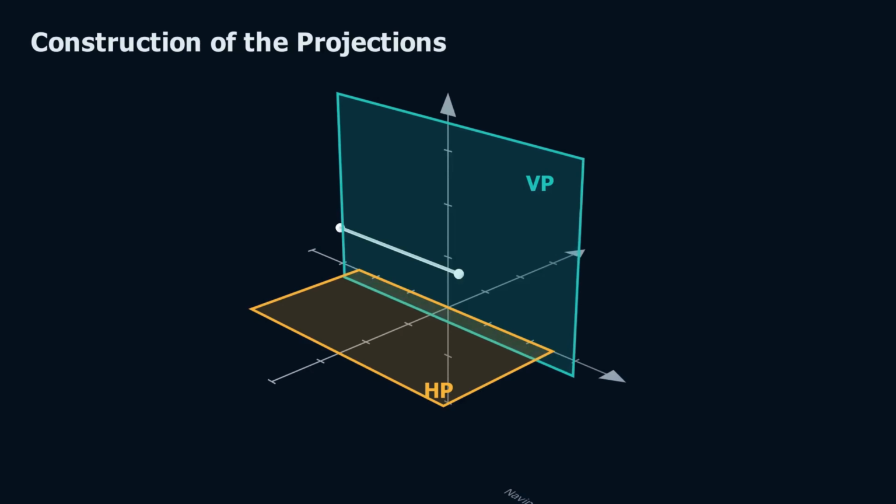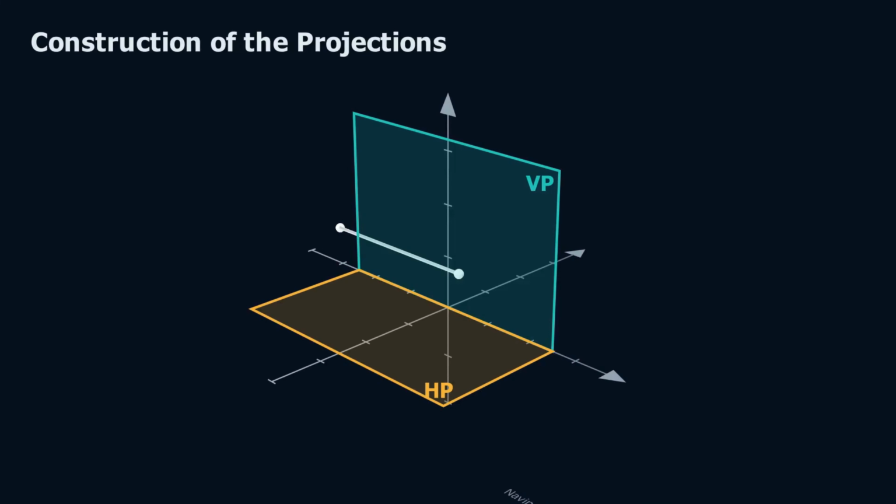In the previous scene, we established the position of the straight line. The line AB, 60 millimeters long, is parallel to both the horizontal plane and the vertical plane. Let us now construct its orthographic projections. We shall first construct the front view of the line. Draw a projector from point A perpendicular to the vertical plane. The point where the projector meets the vertical plane gives the front projection of point A, denoted by a prime.